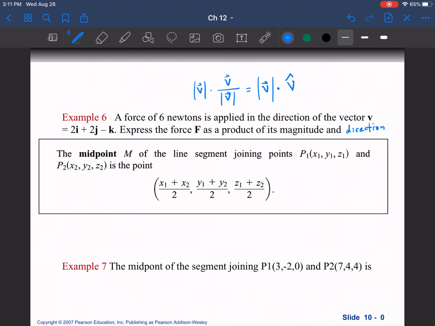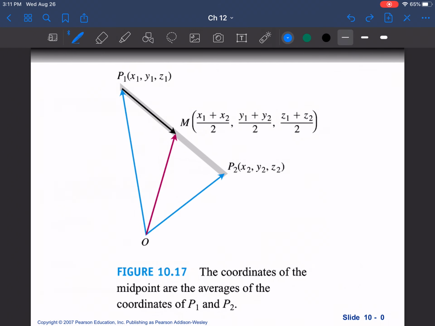And then the midpoint of a line segment is simply the average of all the points, and so we can do that too. We can take the midpoint of vectors as well. And again, here's the average of two numbers, number 1 plus number 2 divided by 2, the average of the x components, the y components, and the z components. All right, so example 7, the midpoint of the segment joining P1 (3, negative 2, 0) and P2 (7, 4, 4) is right there.